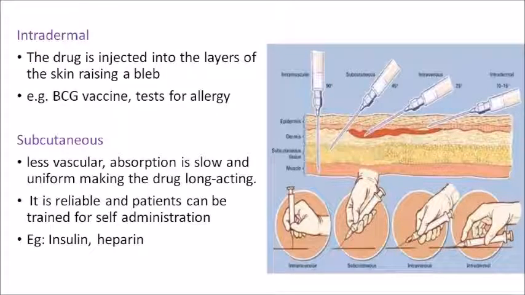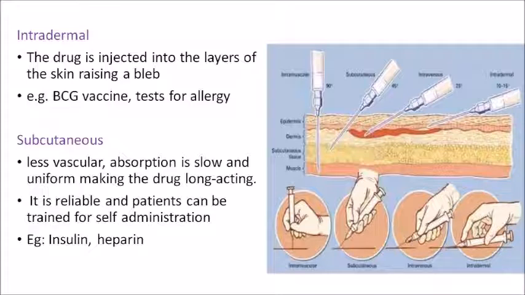Now we will see some injection techniques. One is intradermal. Intradermal means drug is injected into the dermis or into the layers of the skin, and this raises a bleb. You can see it is the rightmost figure. When we are injecting into the epidermis, then angulation of the needle is 10 to 15 degrees. That is, it is close to parallel. Then only we can confine it to the layers of the skin.